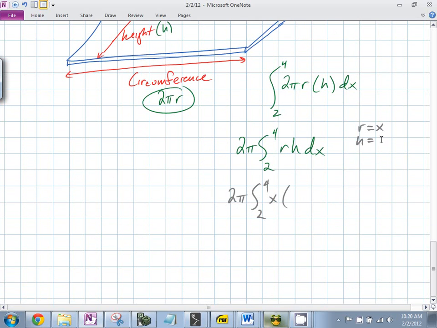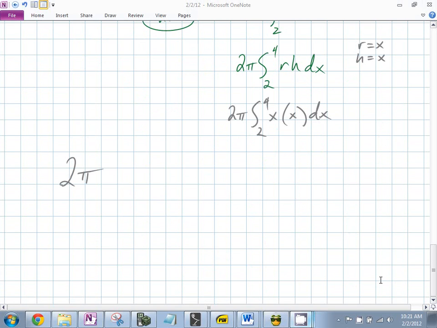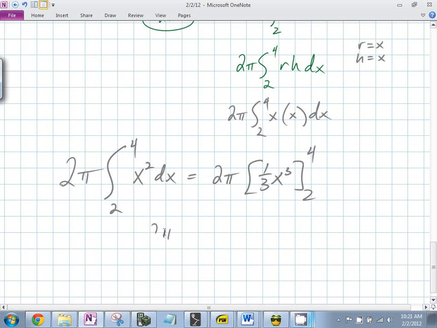What's the integral of x squared? 1/3 x cubed from 2 to 4. So that's 2 pi times, and if I can get this, 64 over 3 minus 8 over 3, which is going to be 2 pi times 56 over 3, which is 112 over 3 pi. Was that a cleaner method?